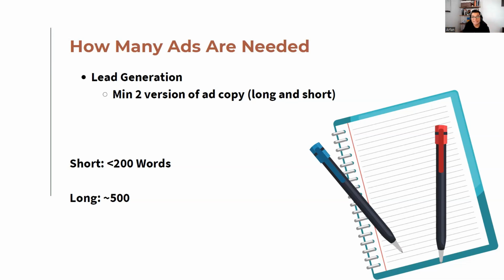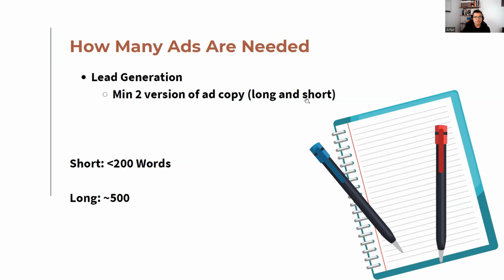And I haven't even discussed headlines yet, right? So headlines is another thing. If you have three creatives, 2 ad copy, and 2 different headlines, you automatically have 12 ads now, right? This is how you multiply your ads very, very simply by using and testing different creatives.